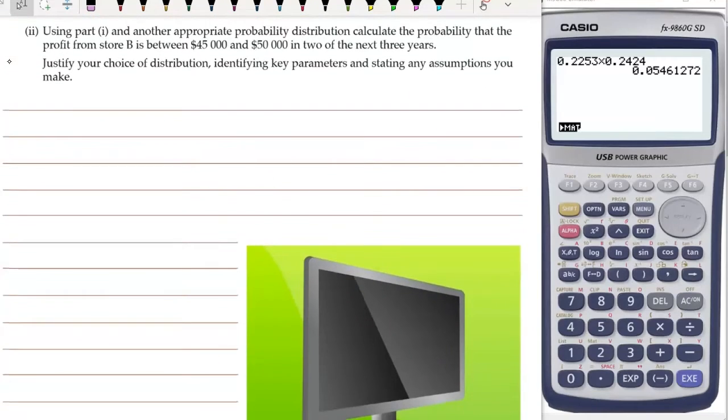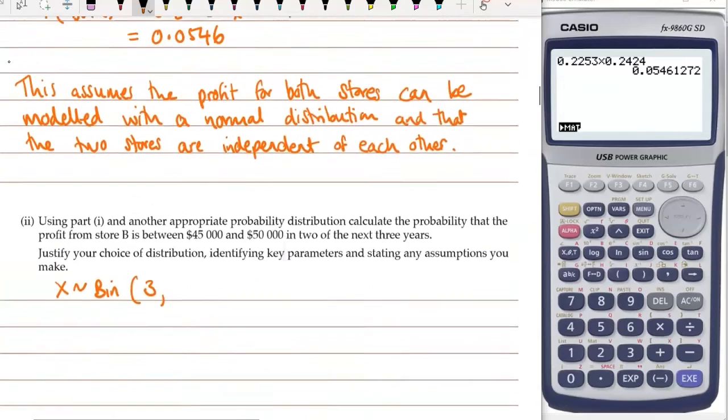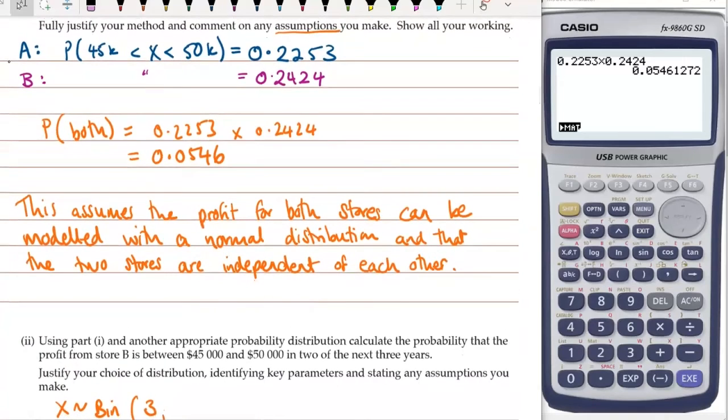Now for the last part of this question, we are using what we just worked out in part I and another appropriate probability distribution to calculate the probability that profit from store B is between 45 and 50,000 in 2 of the next 3 years. Okay, so we have 3 possible years to choose from, and we want the probability that we get exactly 2. So this is a binomial distribution. So X is following a binomial distribution where we have 3 trials, because it's 3 years that we're trying out, and the probability of success that store B is between 45 and 50,000 we worked out up here. So it's this one here for store B, 0.2424.